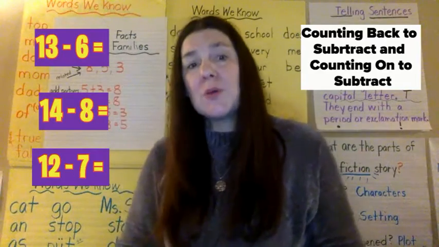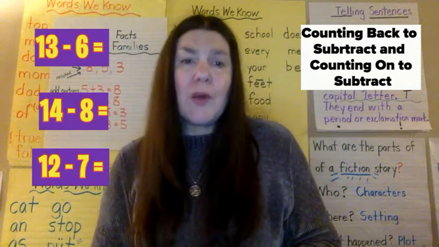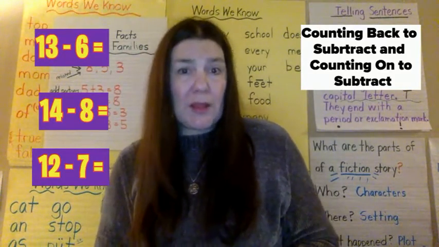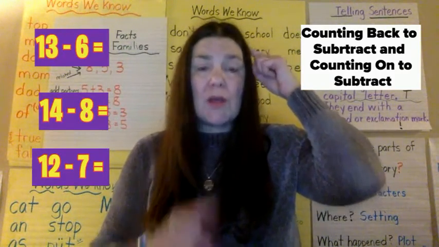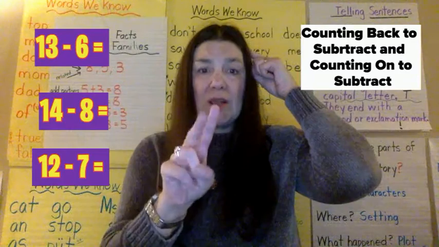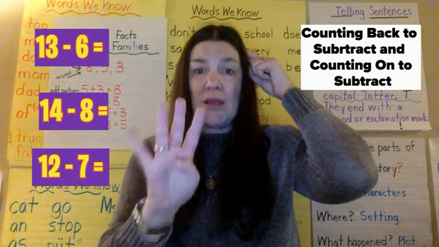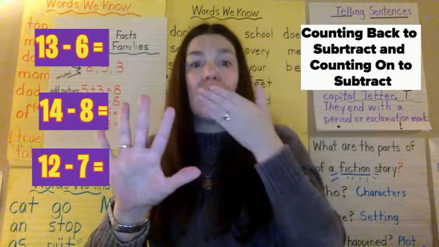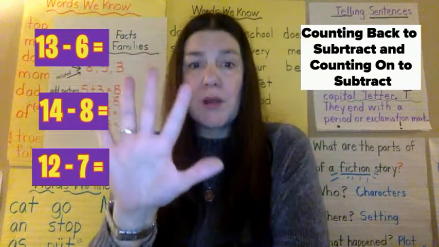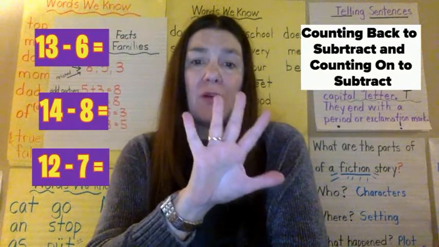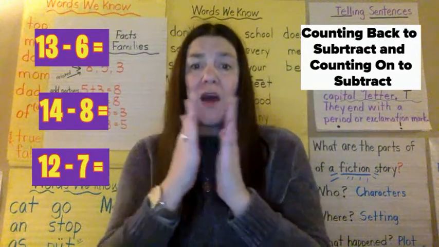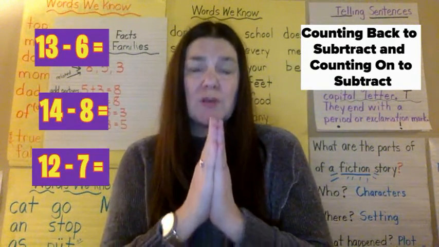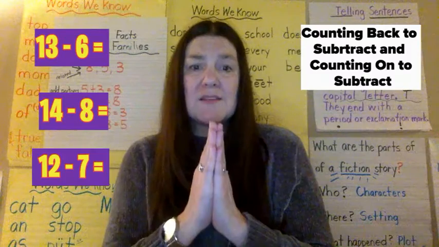All right, the next one is 12 minus 7 equals blank. So you're going to start with a 12, and we're going to go backwards. 11, 10, 9, 8, 7. I spoke 7, and that's where I stopped. I look at my fingers. I have 5. That's 5 spaces. There's 5 spaces between 12 and 7.